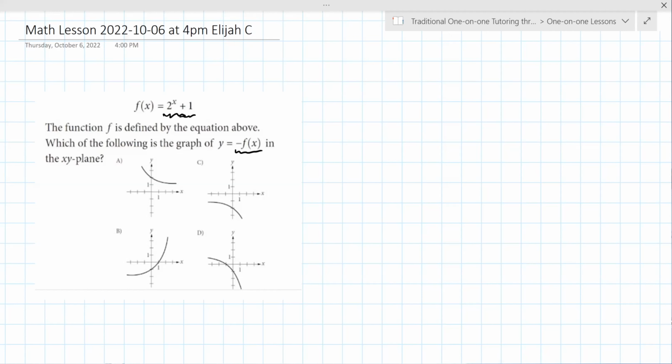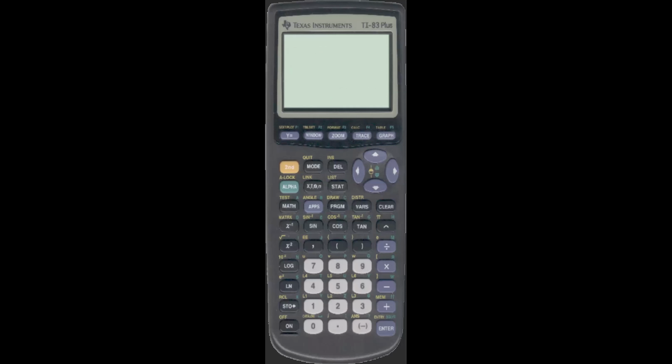Okay. So I'm going to go back to my calculator. What's really important is that you follow along and that you ask me questions or say, hey, I don't have the same thing, so please stop. So to graph a function, you're going to go to the y equals button. You're going to hit the y equals. Okay. And you're going to type in 2 caret x. X is right here below mode, plus 1.